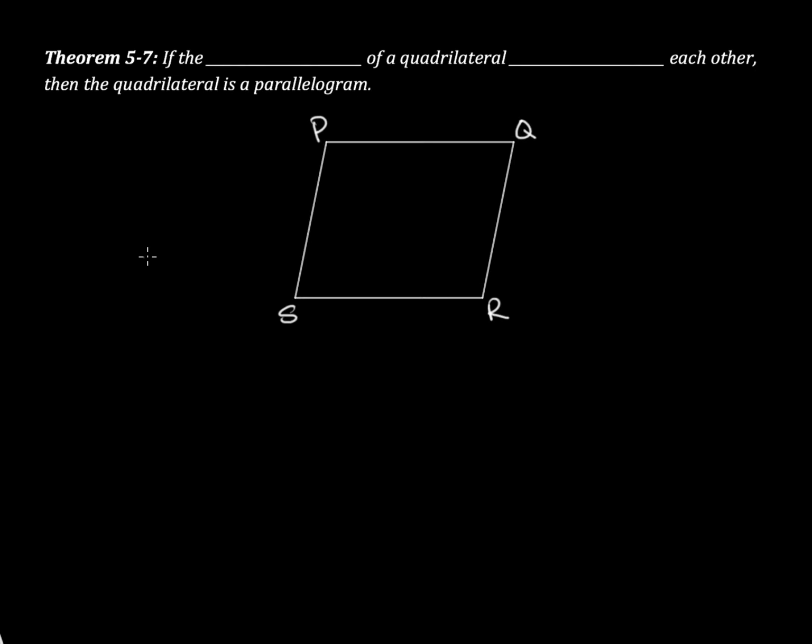One last theorem that we could use to prove that a certain shape has to be a parallelogram: if the diagonals of a quadrilateral bisect each other, then the quadrilateral must be a parallelogram. So let's add in the diagonals. Let's connect our non-consecutive vertices. And I'll go ahead and label that point where they intersect as point M.